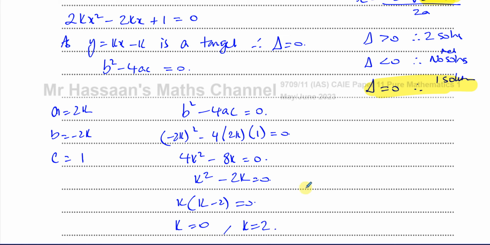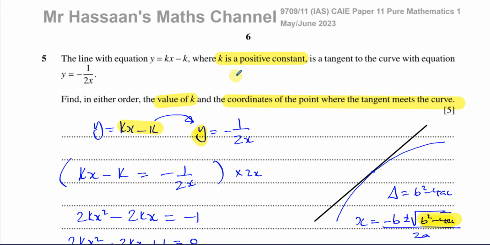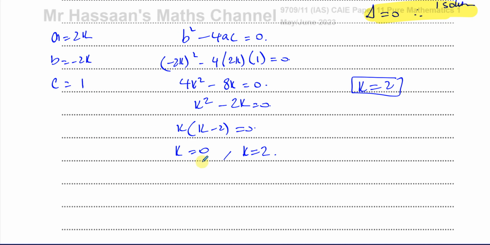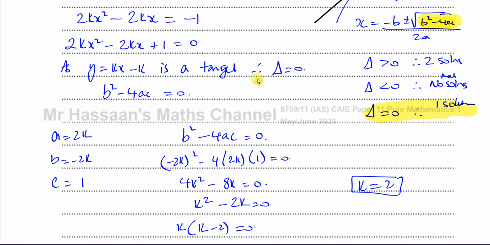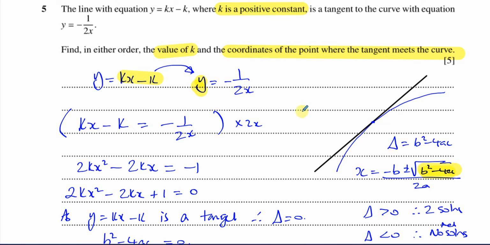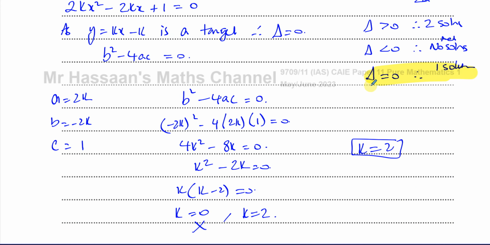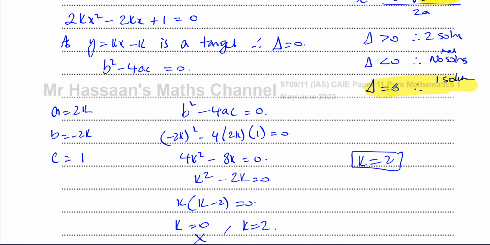Now we know that k is a positive constant, so k must be equal to 2. Okay, as we highlighted before, k is a positive constant, so that means k can't be 0, it must be 2. So k equals 2, so that's the answer to the first part of the question. Then it says the coordinates of the point where the tangent meets the curve. So basically, this equation that we formed here is the equation that tells us where the line and the curve intersect. And we know that when k equals 2, this will only have one solution.